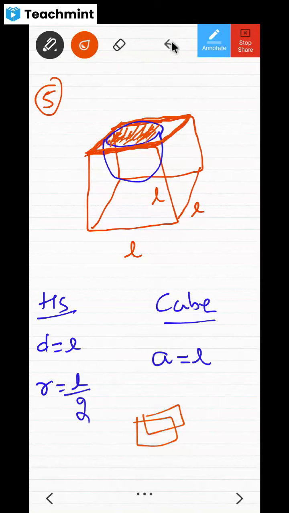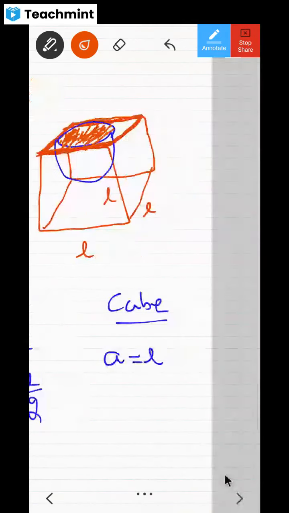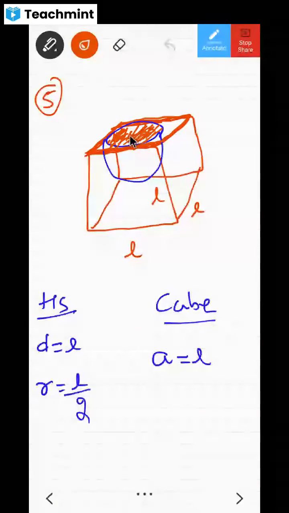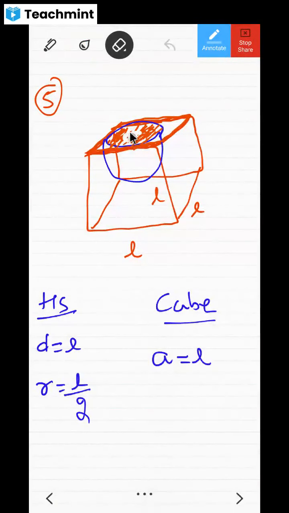So that has to be subtracted, no? That means this is pi r square, we have to remove that. So what I will do, I'll remove that pi r square. Whatever this pi r square is there, there was a hole, and I have removed it.